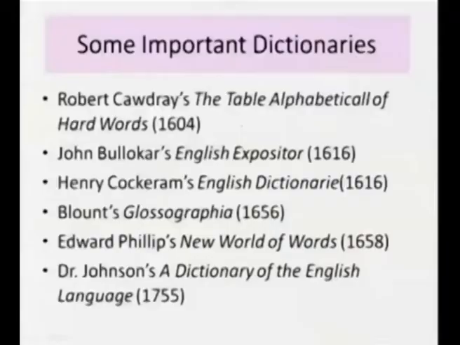Now, let us look at some of the important dictionaries that are listed here, mostly in the 17th century. These are Robert Cawdrey's Table Alphabeticall of Hard Words, John Bullokar's English Expositor 1616, the first is 1604, Henry Cockeram's English Dictionary 1623, Edward Phillips's New World of Words 1658, Glossographia by Blount 1656, and Dr. Samuel Johnson's famous A Dictionary of the English Language in 1755.